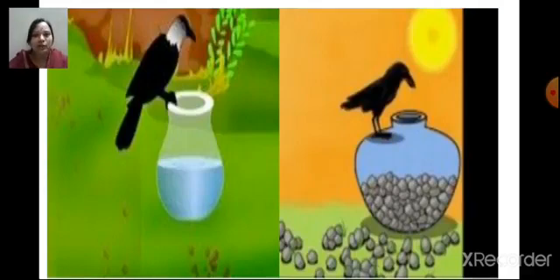Yes, the thirsty crow. In this picture on the left hand side, as you can see, the water level is very low, right? On the right hand side, after putting so many pebbles, what happens? Yes, the water came up. How does it happen? Yes, because the pebbles took up the space which was earlier occupied by water. That's why slowly the water came up, right?